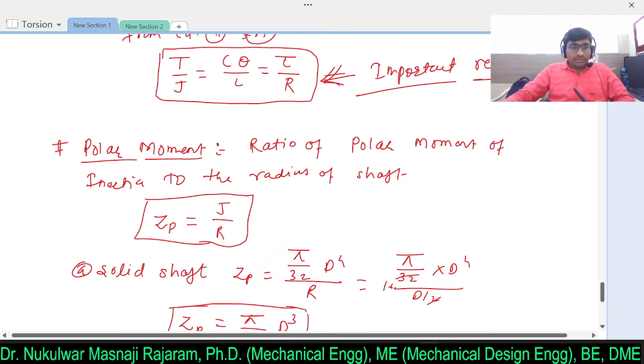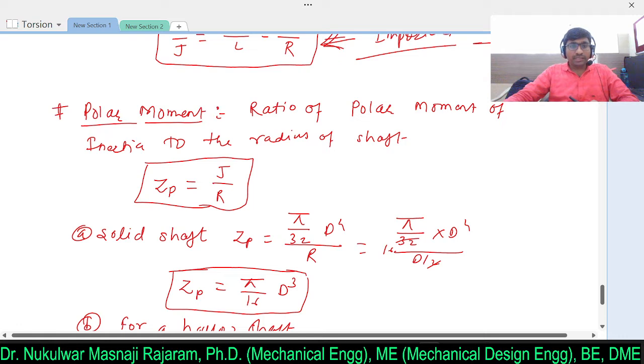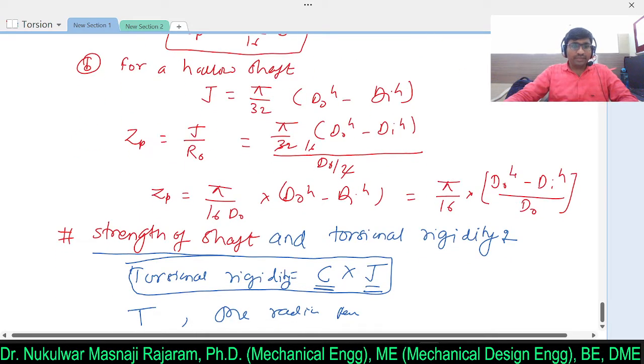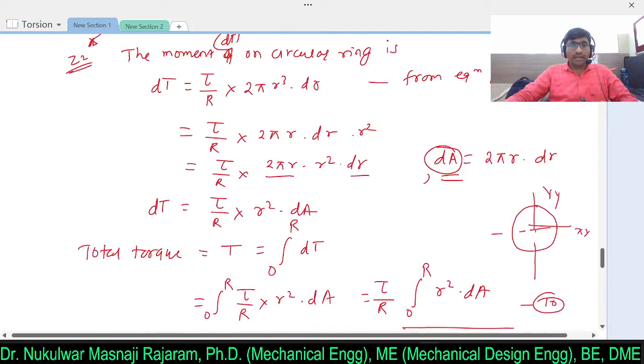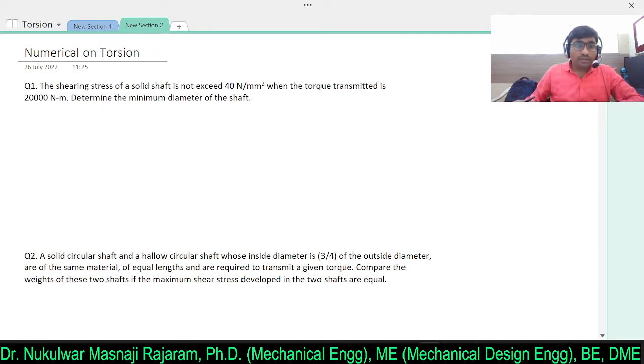Then we learned the expression which relates T by J equal to G theta divided by L, that is again equal to tau by R. So this is another important result. And then we learned the polar modulus, Zp, that is J divided by R, the ratio of polar moment of inertia to the radius of the shaft. Then we evaluated the Zp value for hollow shaft and solid shaft. Then we learned the strength of shaft or torsional rigidity, which is just a multiplication of modulus of rigidity and the polar moment of inertia. So today we will see some numericals based on torsion and how the hollow shaft is prepared compared to the solid shaft. First I will start with a simple numerical.